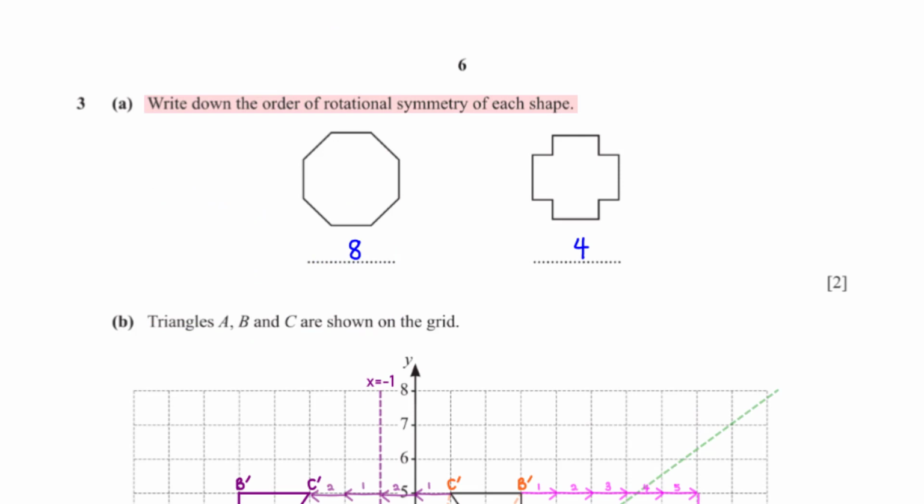Write down the order of rotational symmetry of each shape. The order of rotational symmetry is simply the number of times a shape looks like the original when it is rotated through 360 degrees. For this shape, the order of rotational symmetry is 8, and for this shape, the order of rotational symmetry is 4.